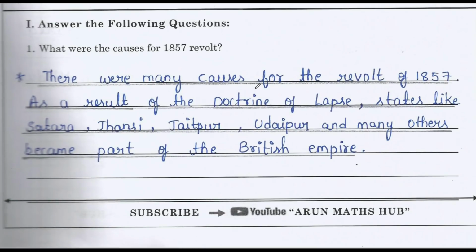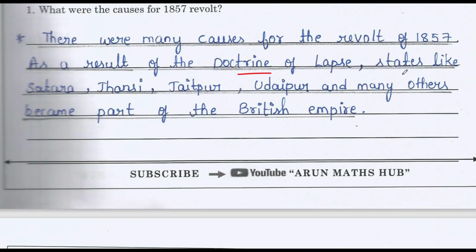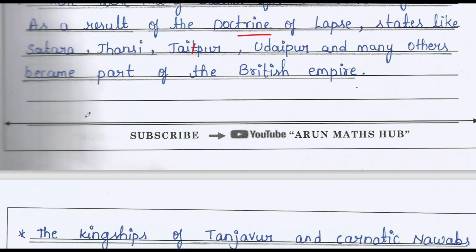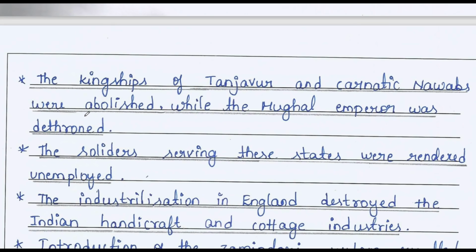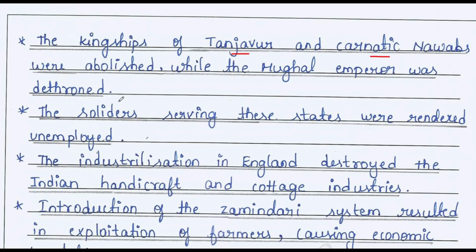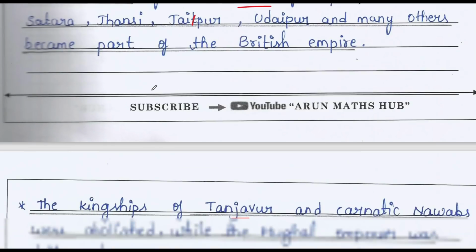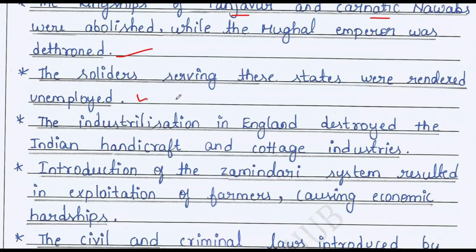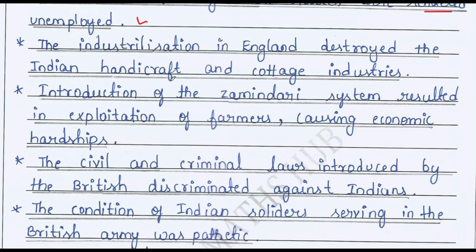Now we'll see. There were many causes for the revolt of 1857. As a result of the introduction of the doctrine of lapse, states like Satara, Jhansi, Jaipur, Udaipur and many others became part of the British Empire. The kingships of Tanjavur and the Carnatic Nawabs were abolished, while the Mughal Empire was dethroned because of the doctrine of lapse. The soldiers serving these states were rendered unemployed. The industrialization in England destroyed the Indian handicraft and cottage industries. This is one of the economic causes.